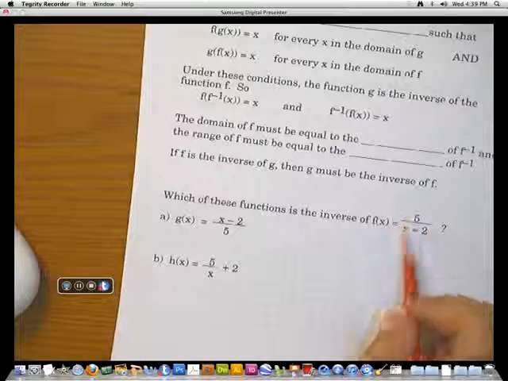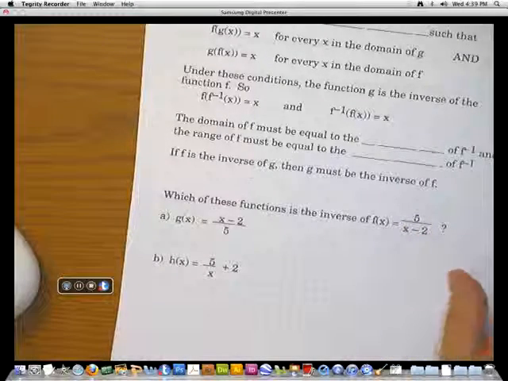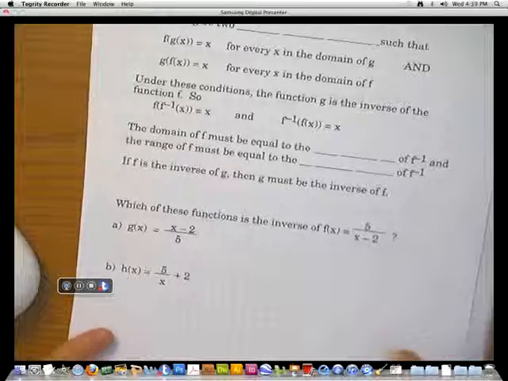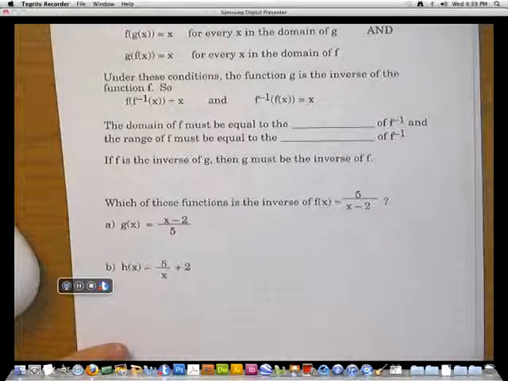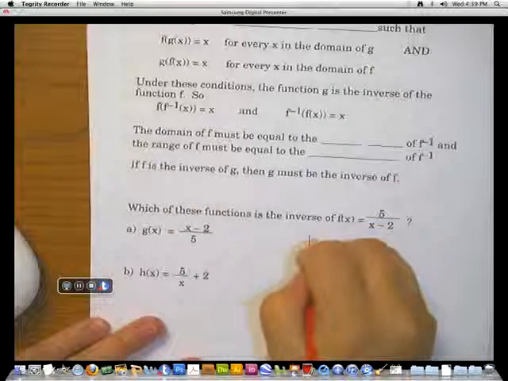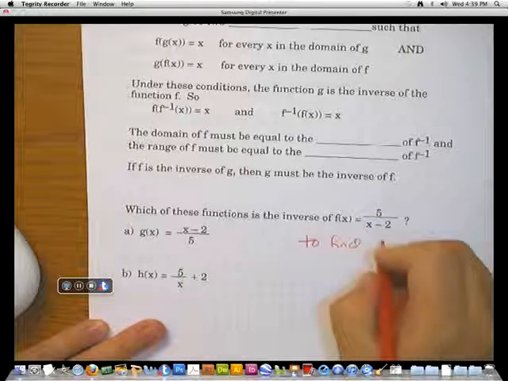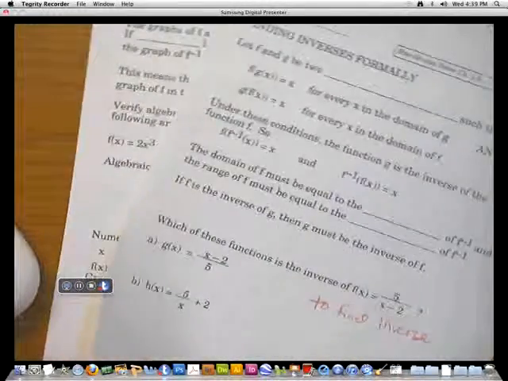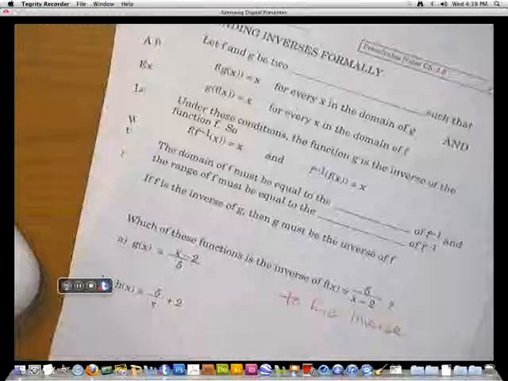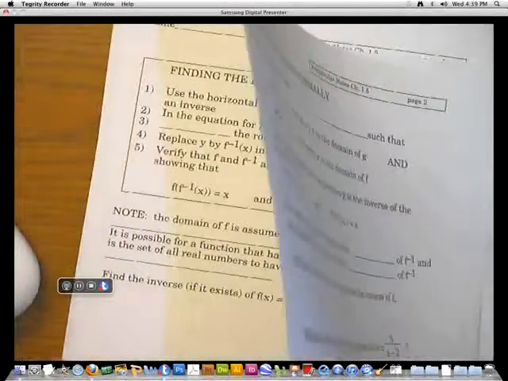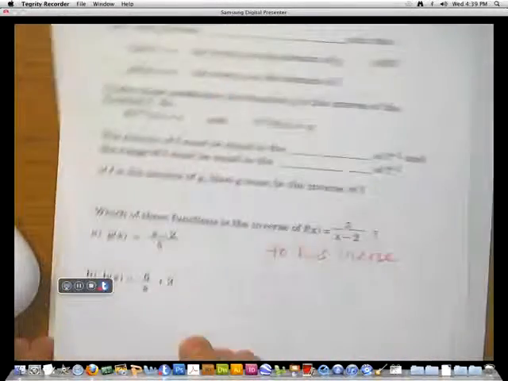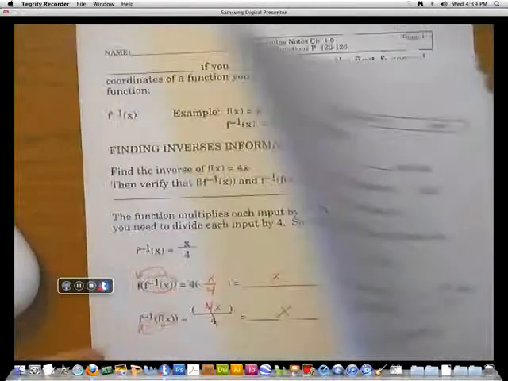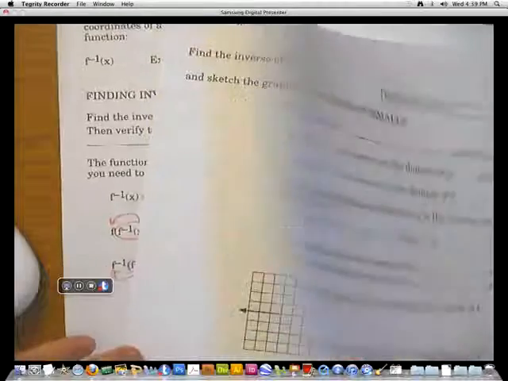So here I have a function, 5 over x minus 2, and we want to know which one is the inverse. Well, in order to find the inverse, we do have some algebraic steps that we take to do that, which is going to be happening on page 5. So we're going to kind of jump ahead here to page 5.